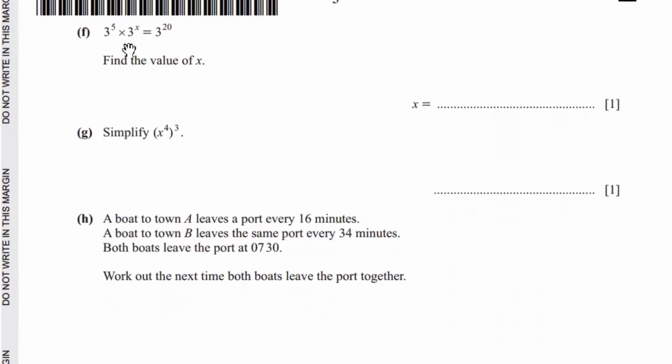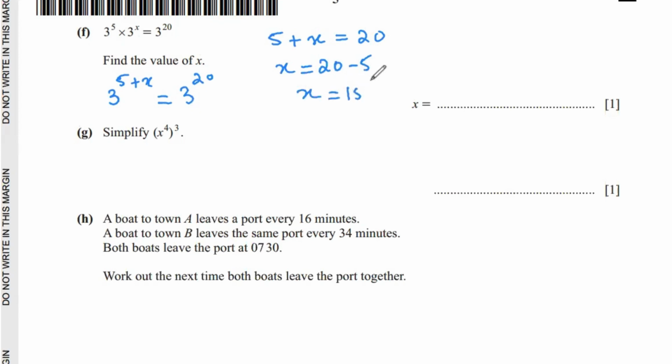Then it says 3 to the power 5 times 3 to the power of x equals 3 to the power of 20. Find the value of x. So whenever we have similar bases being multiplied, we add the powers. So on the left side, we're going to do 5 plus x in the power. And now since the bases are equal on both sides, we can put the powers equal to each other. So 5 plus x equals 20. x equals 20 minus 5, which is 15.